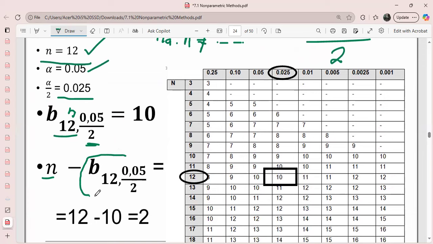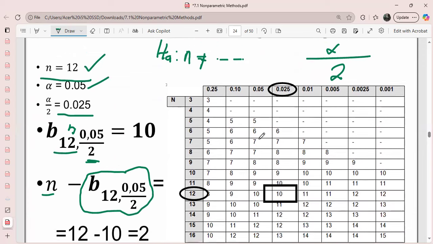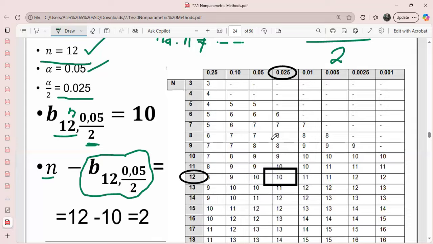This whole thing here, we're going to use the table for the critical value under the non-parametric test, the sign test. This is what you do. The N here, I think you will be provided with the table. The N is 12 here. That's the value of N.